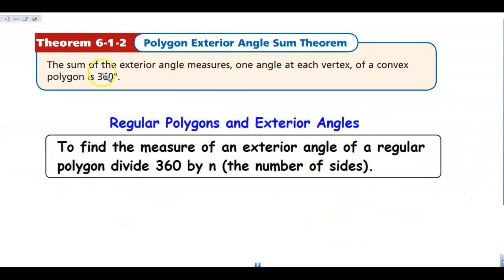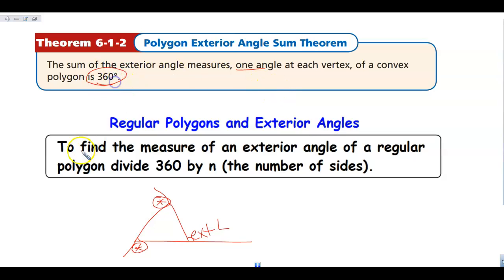Okay, our exterior angle measures, remember if we had a triangle, remember this was our exterior angle right here. I can have an exterior angle at each vertex. Okay, so these are all exterior angles here and here. So anytime you're extending the side of a polygon, you're going to get exterior angles. So we want one at each vertex, okay?